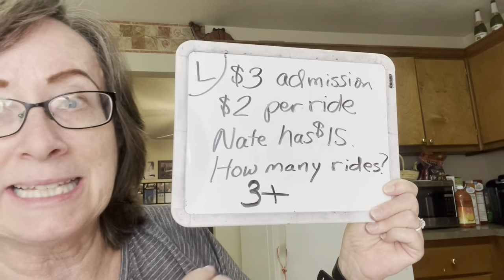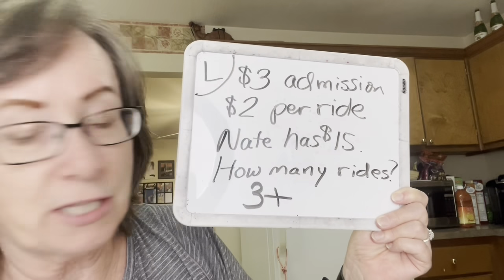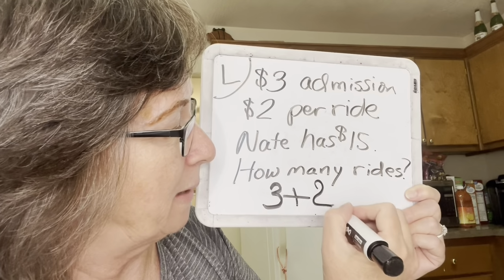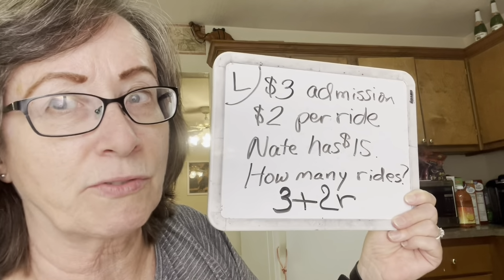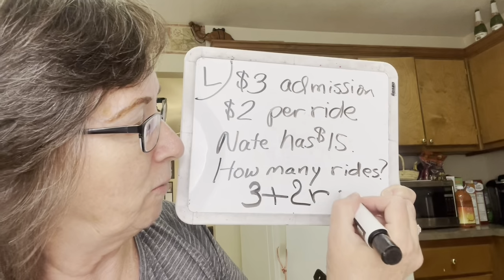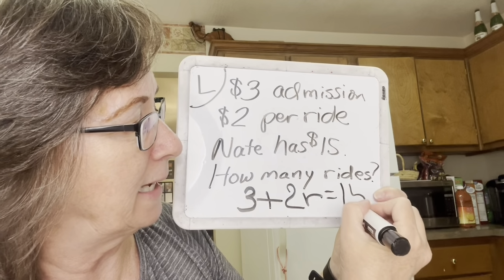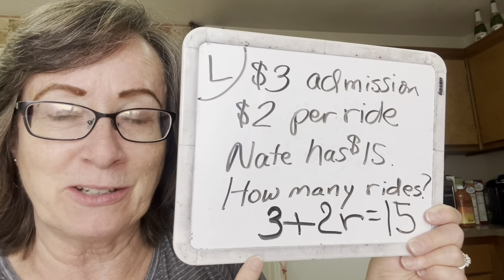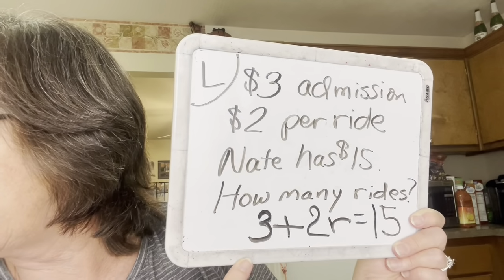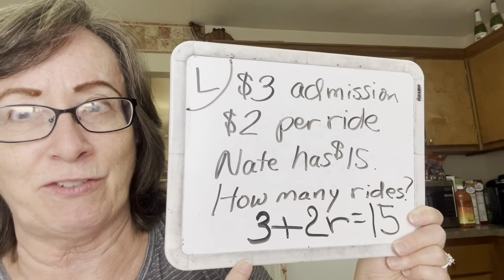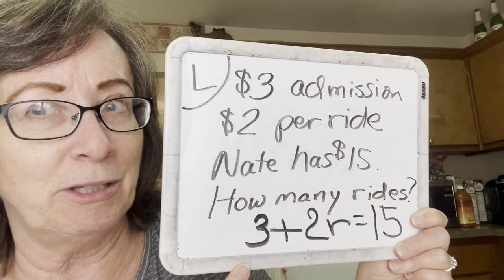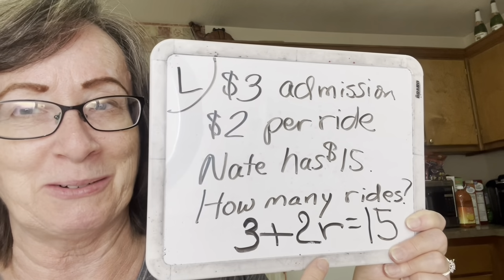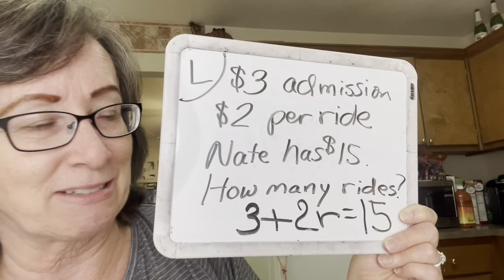And then it takes him $2 for every ride. So let's let R be the number of rides. So 2 times R, $2 for each ride, equals, and he has $15 in his pocket. Now, that's not much different from the equation that they gave you in the book. In the book, they gave you 2R plus 3 is 15. But we've learned about the commutative property, and 2R plus 3 is exactly the same as 3 plus 2R. So both of them are correct, right?